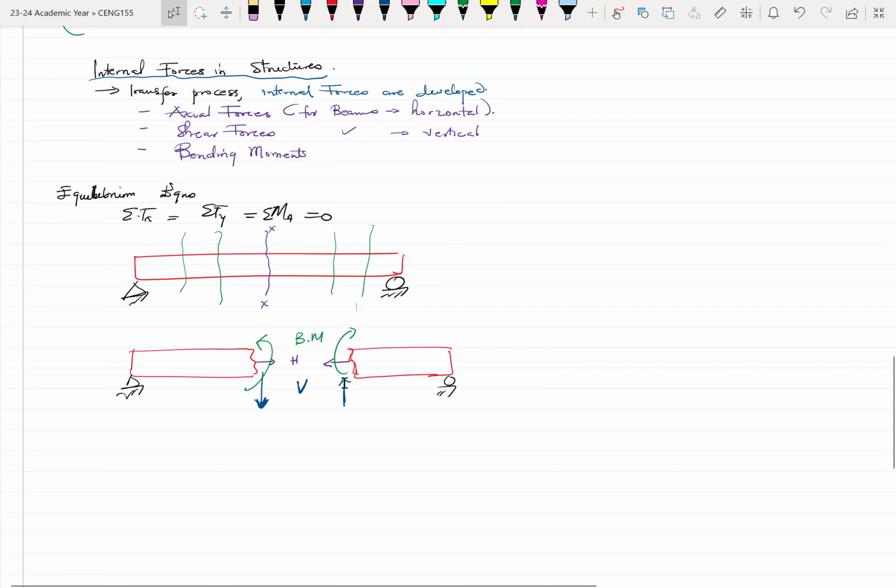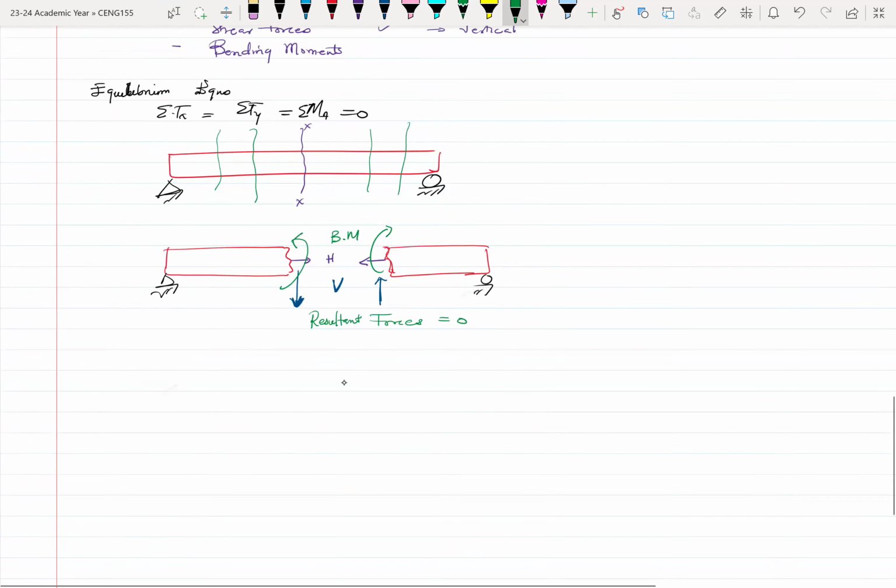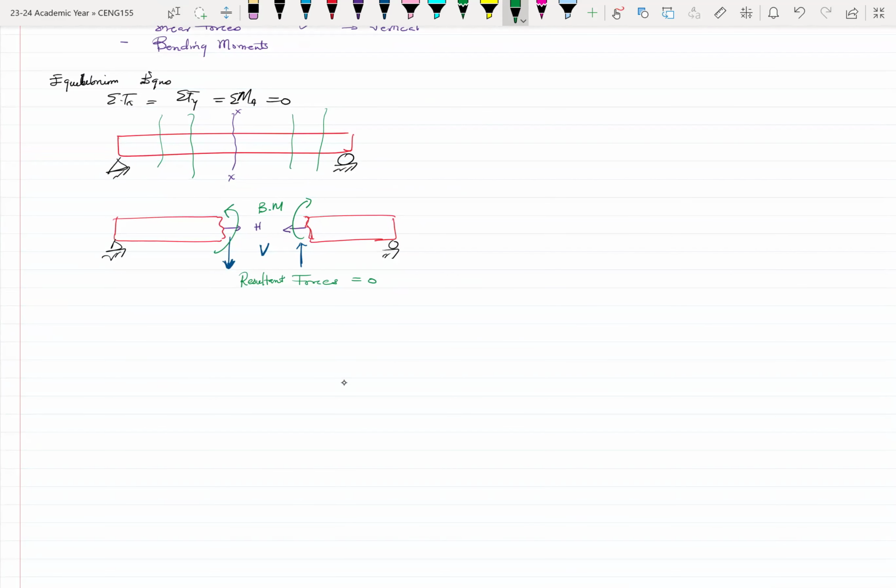If you look at this carefully, the resultant forces will always be zero. So if it's H, you get zero. If it's V, you get zero. If it's BM, you get zero, at any moment. So let's go deeper, explain what axial forces are a bit more, what shear forces are, and also what bending moments are.